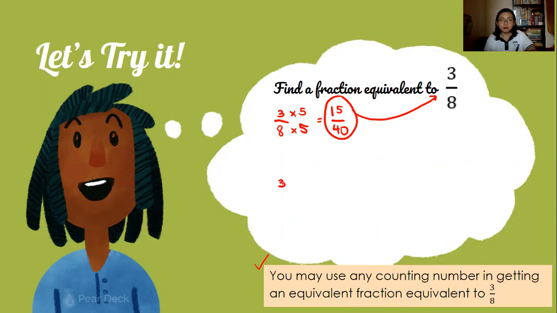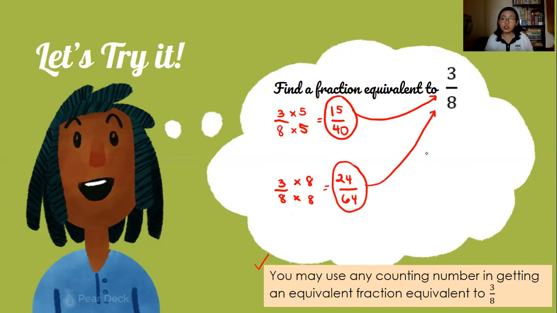Another one might be times 8. 3 times 8 is 24. 8 times 8 is 64. This fraction that we got is still equivalent to our original fraction 3 over 8.